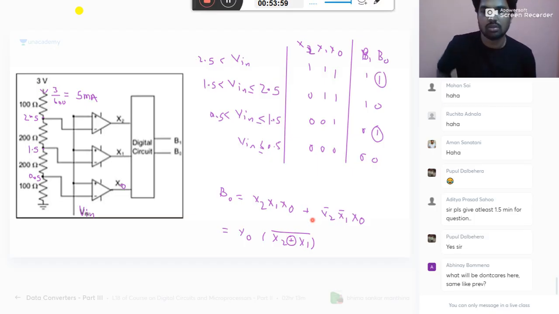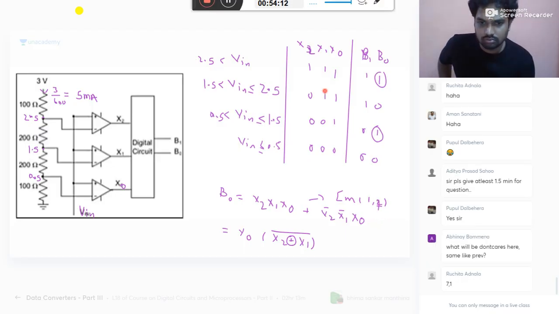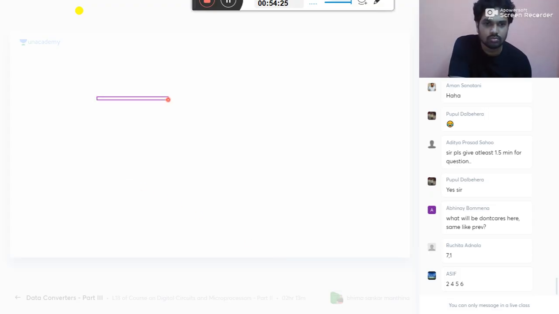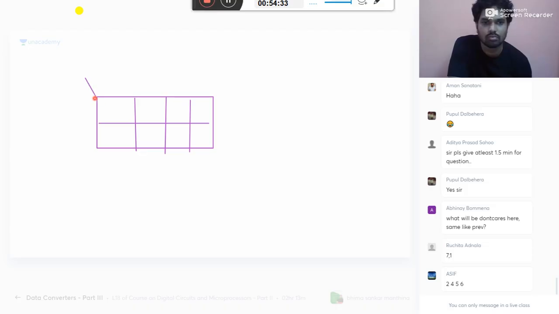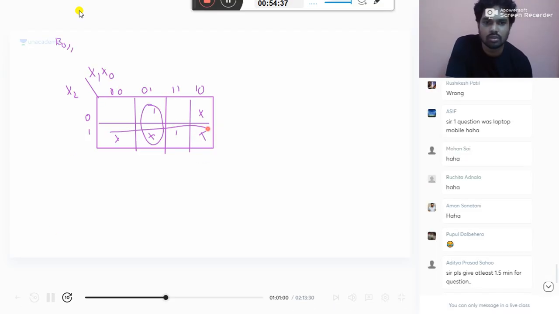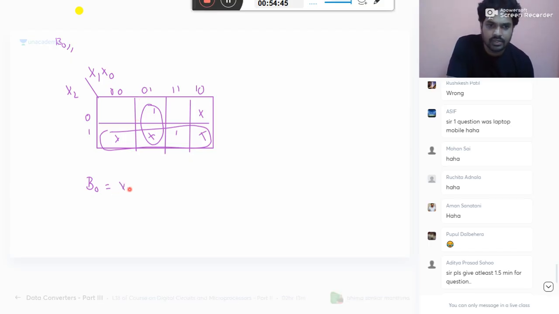If you want to minimize the answer, you can say it is equal to sigma m of 1 comma 7 plus don't case of 2, 4, 5, 6. And add this, x1 bar x0. For this it is x2. Okay, this is minimized. Examiner has not given this, so we do that.